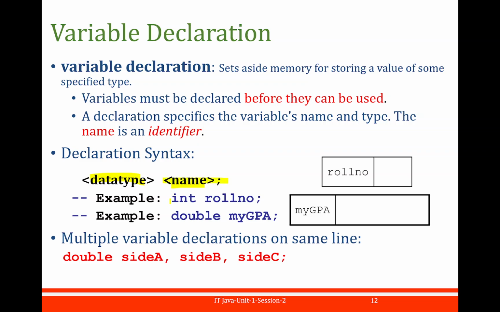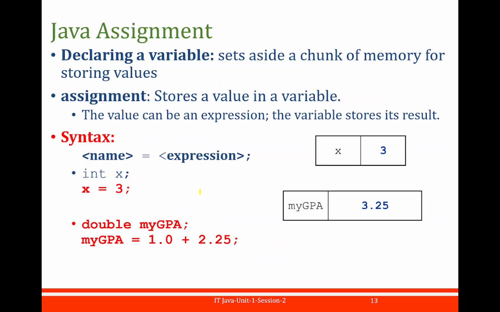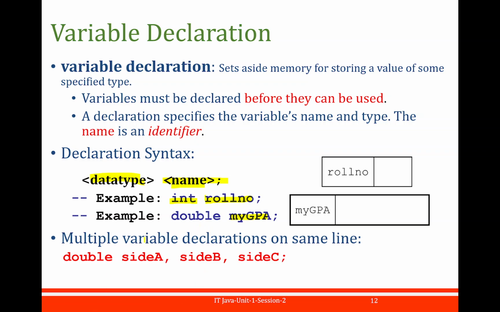The data type can be int, float, or double, and then any user defined identifier name. So here, variable name is any user defined variable name. Here roll number and my GPA are the variables. So this is how we can declare a variable. We can also do multiple variable declarations like this. In one line, we have declared 3 variables, side A, side B, and side C, which are of double data type. This is also possible.